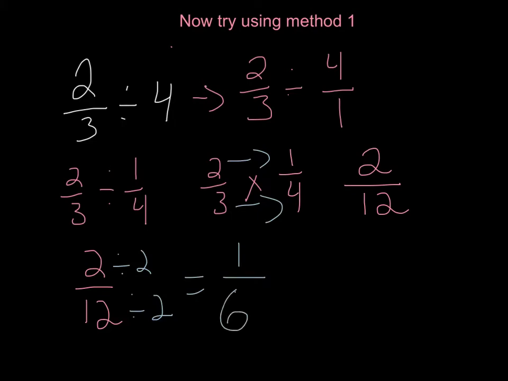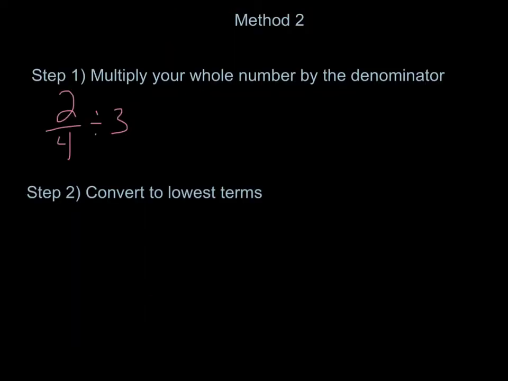Now that you've seen method 1, let's take a look at method 2 on the next page. This one has only 2 steps. Step 1 says multiply your whole number by the denominator. So we're going to multiply our 3 by our denominator, which means the bottom number, which is the 4.